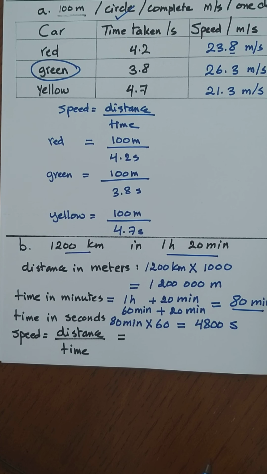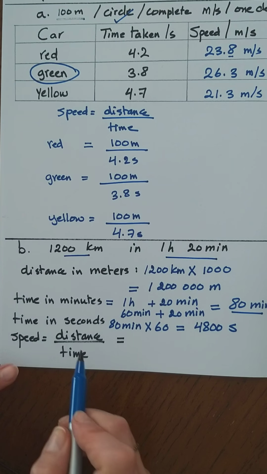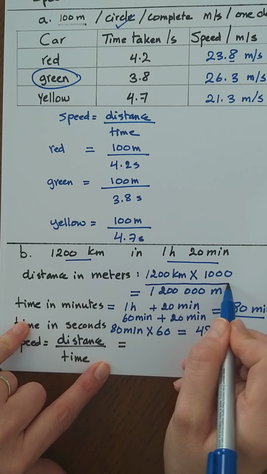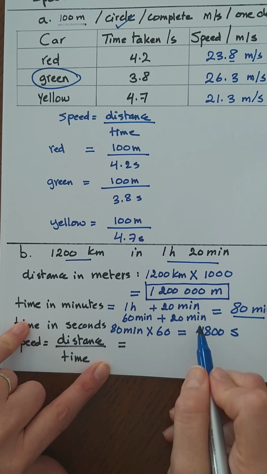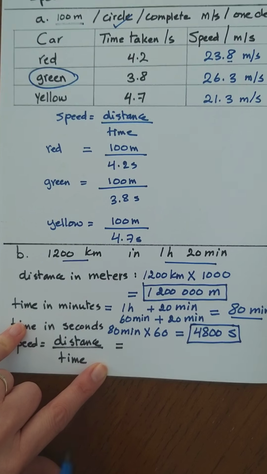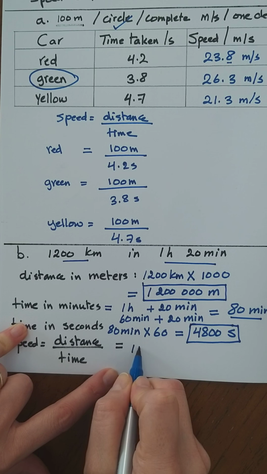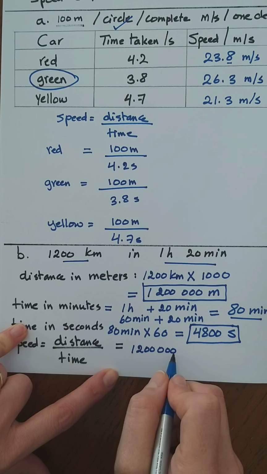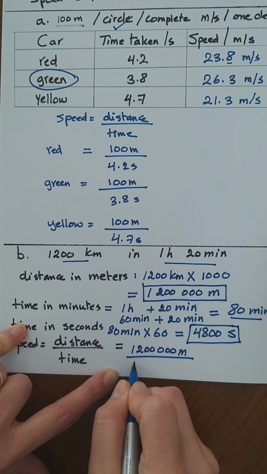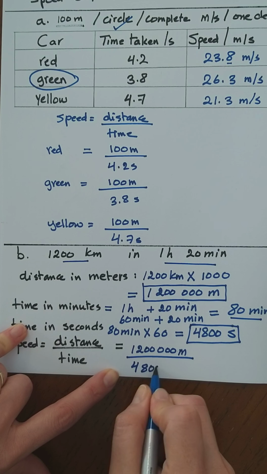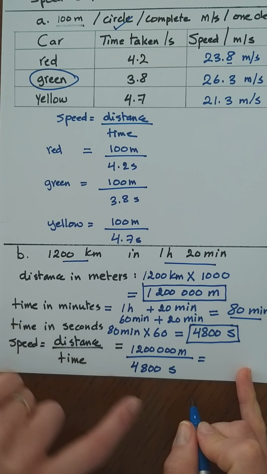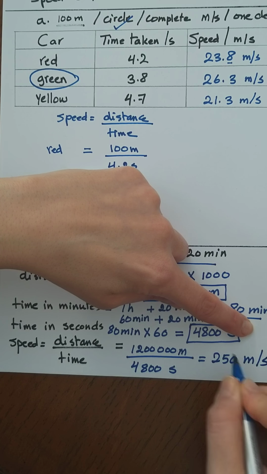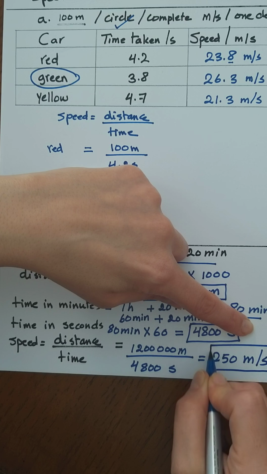Calculate its average speed during its flight. The average speed is distance divided by time. Now we have the distance. Our distance is 1,200,000 meters. Our time is 4,800 seconds. So 1,200,000 meters divided by 4,800 seconds, and the answer is 250 meters per second. Pay attention to the units that you're using.